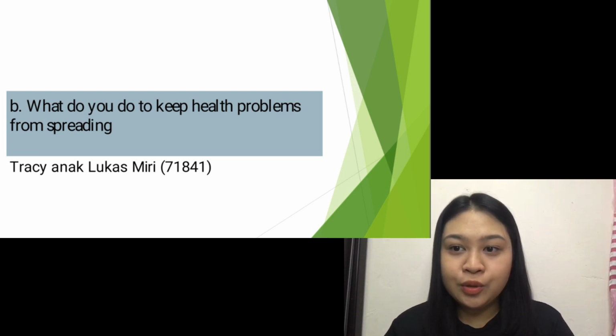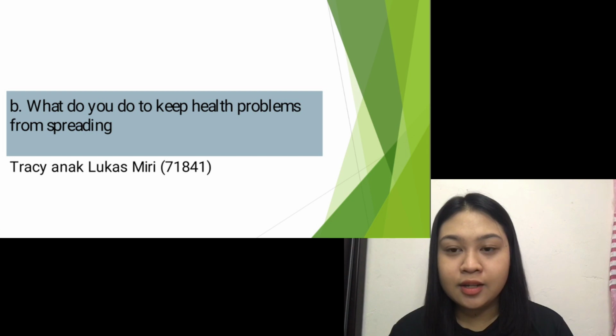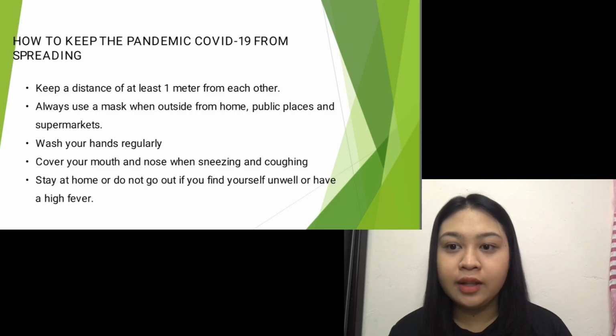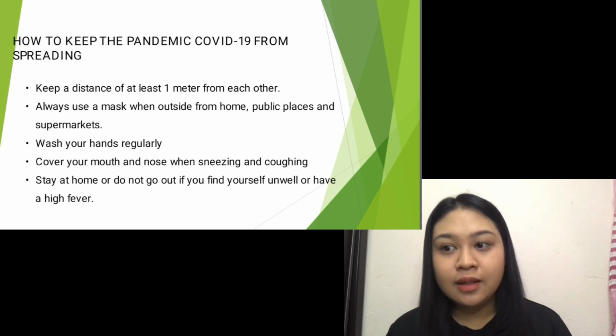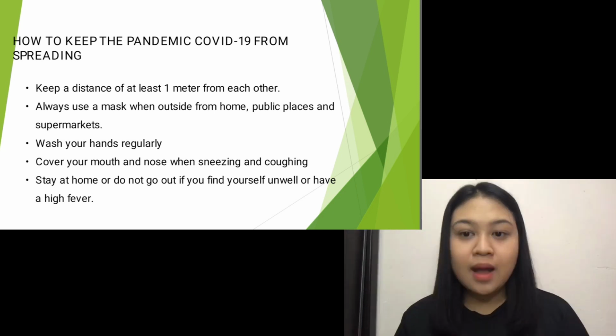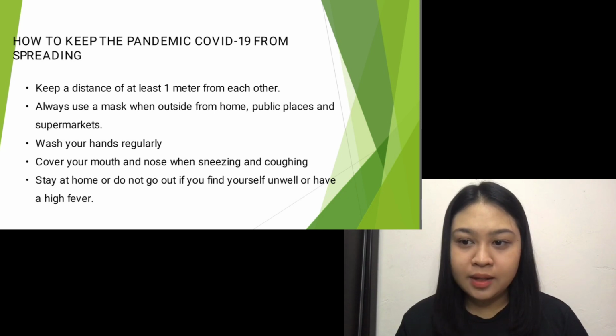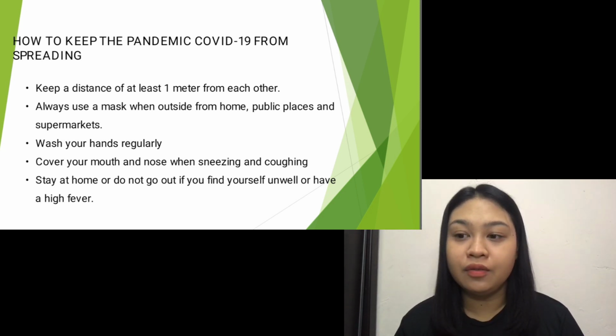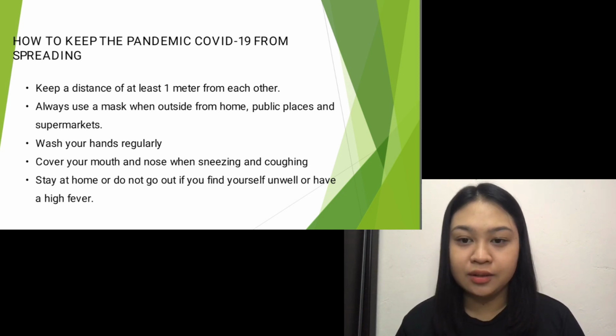So, what we need to do to stop the pandemic COVID-19 from spreading is, firstly, keep a distance of at least 1 meter from each other. This can prevent us from contacting others when we are in supermarkets or public places who may have COVID-19 symptoms. Second, always use a mask when outside from home, in public places, and supermarkets. By using a mask, it can help prevent the spread of the virus from the person wearing the mask to others. The mask alone does not protect against COVID-19 and should be combined with physical distance and hand hygiene.